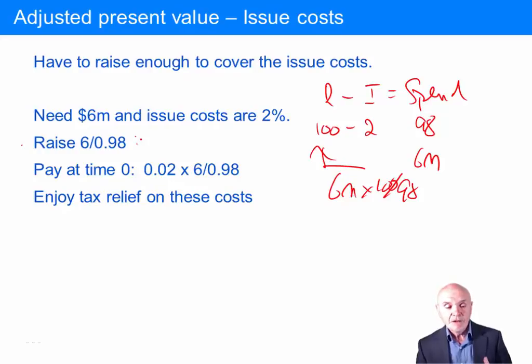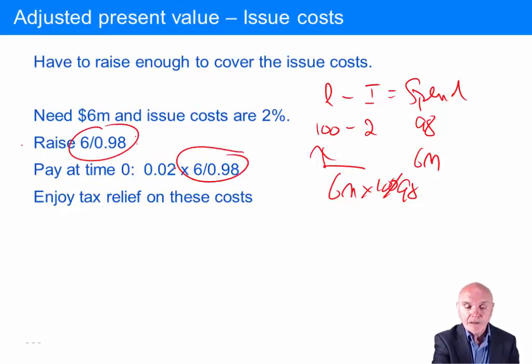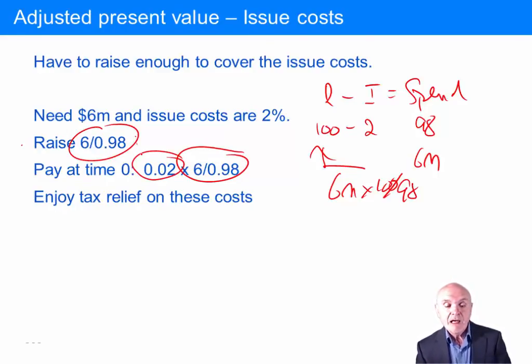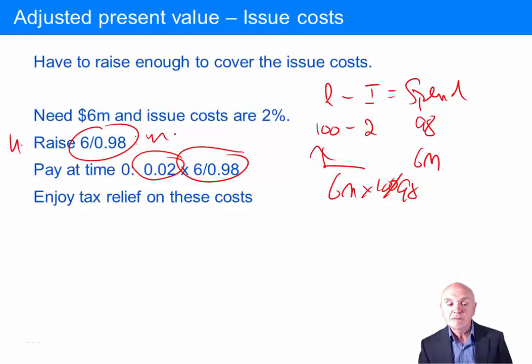What we do is we pay away 2% of that at time 0. So whatever we raise, the issue costs are going to be 2% of what we raise. So we've raised this here, and immediately at time 0, usually the issue costs are paid right up front, are paid now here. And then thereafter we're going to enjoy tax relief on the amount raised, well, the interest on the amount which is going to be raised.